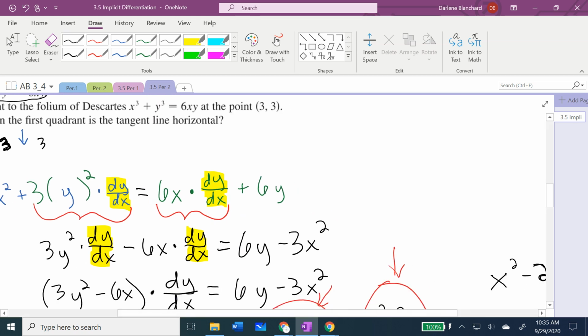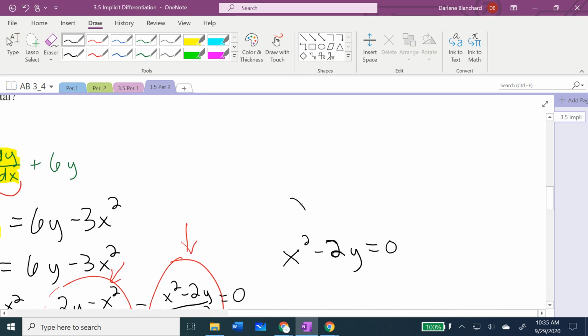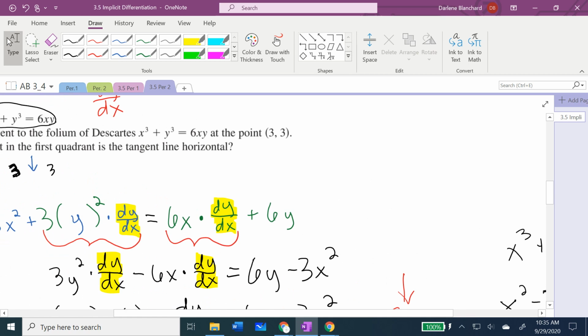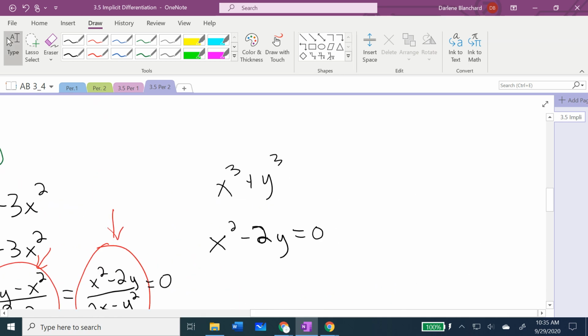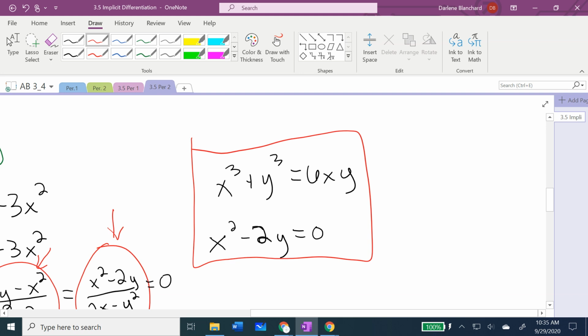I have x cubed plus y cubed, let me write that down, equals 6xy. By bringing those together, I actually have a system of equations, two equations, two variables. Can I solve this?